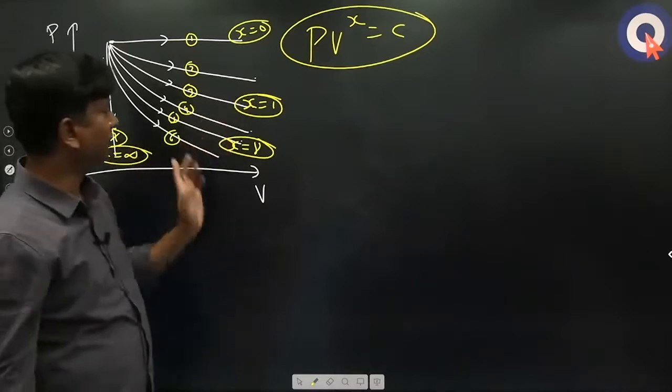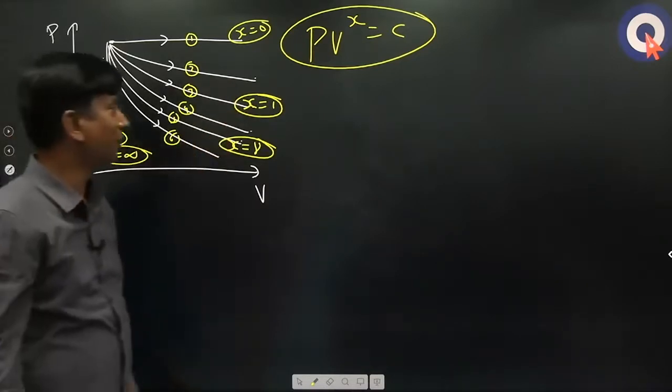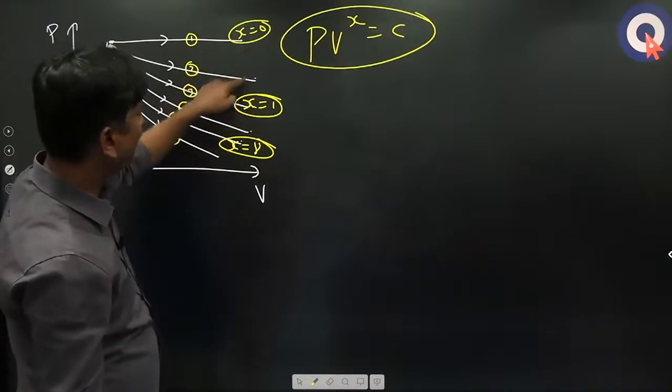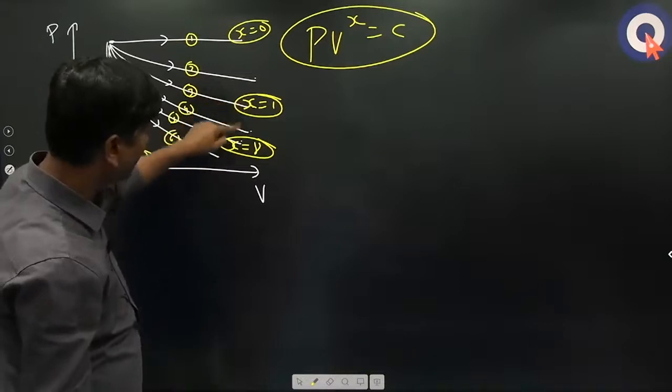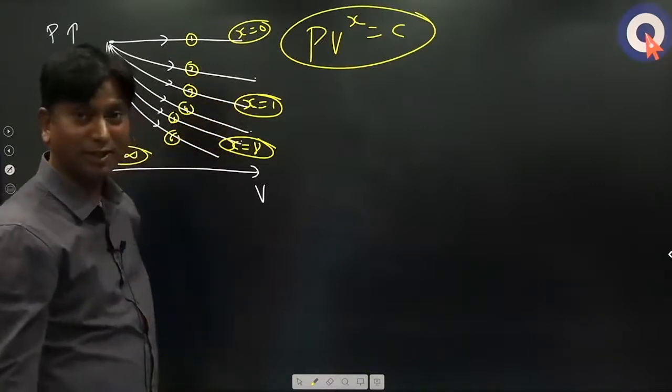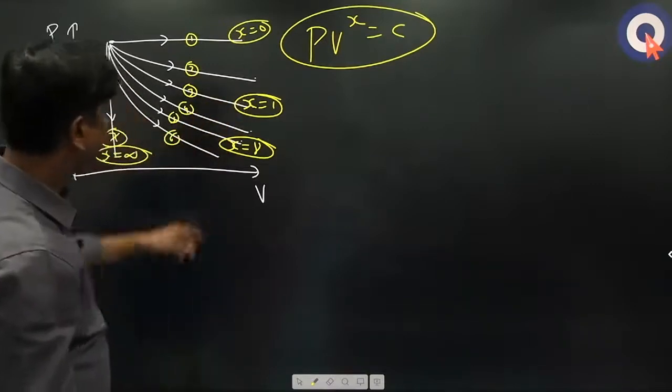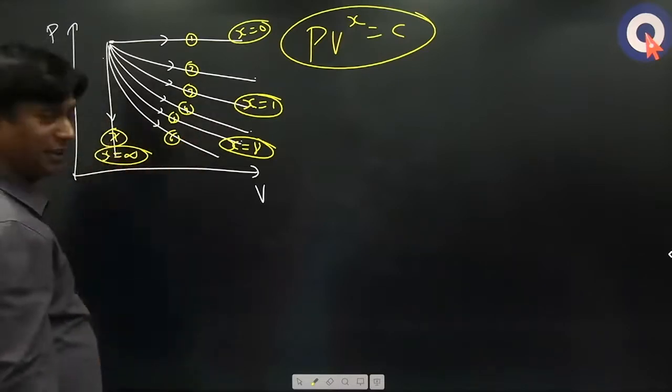And in between there are 3 other processes, and what will those be? Definitely X can be between 0 and 1 also, and here X is between 1 and gamma. This is very important, the value of X between 1 and gamma. And of course, when the value of X is greater than gamma but less than infinity.